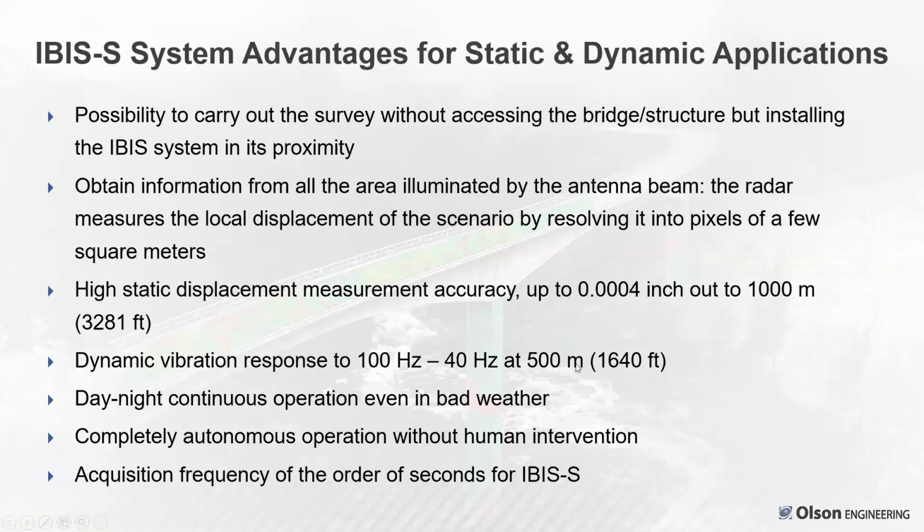It easily covers the range at 500 meters. So it's a very precise system, both dynamically and statically. You can run it even in bad weather. You can run it without human intervention, taking the data. And the acquisition frequency is on the order of seconds for the IBIS system.